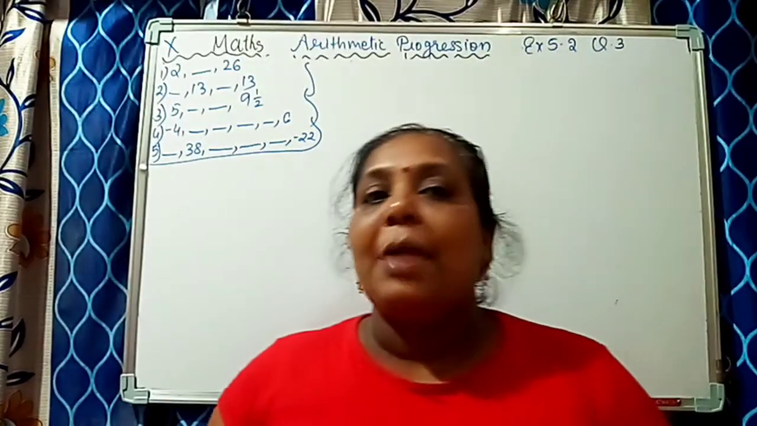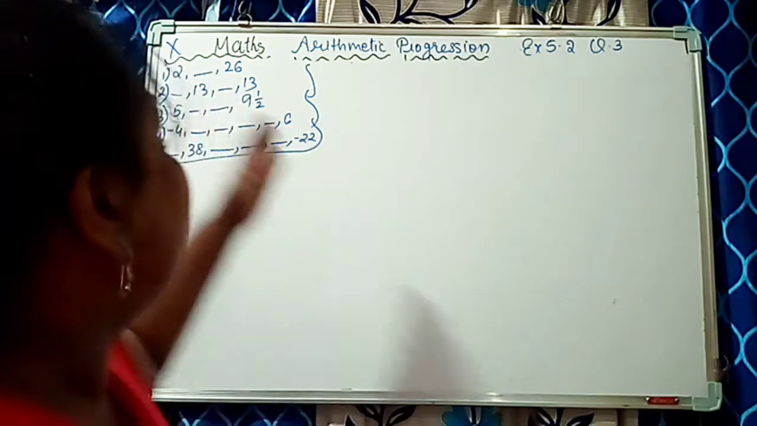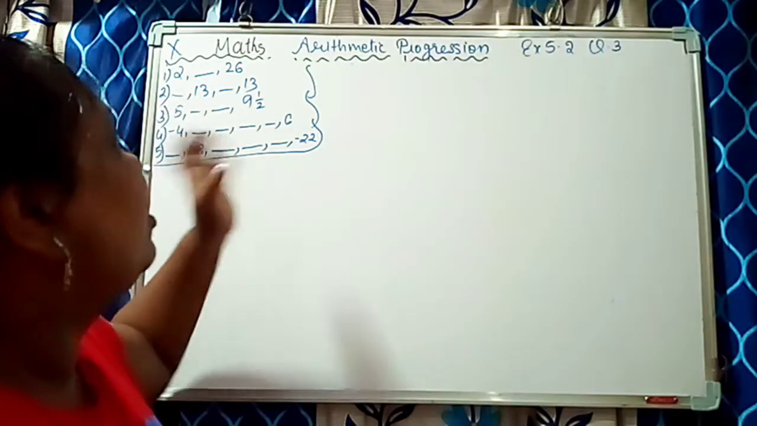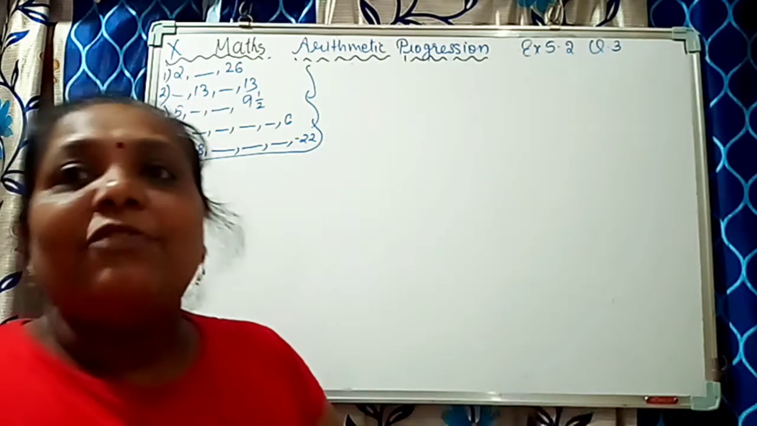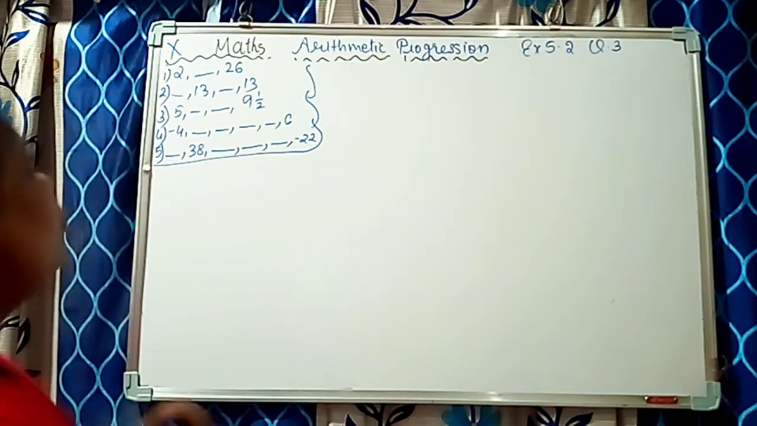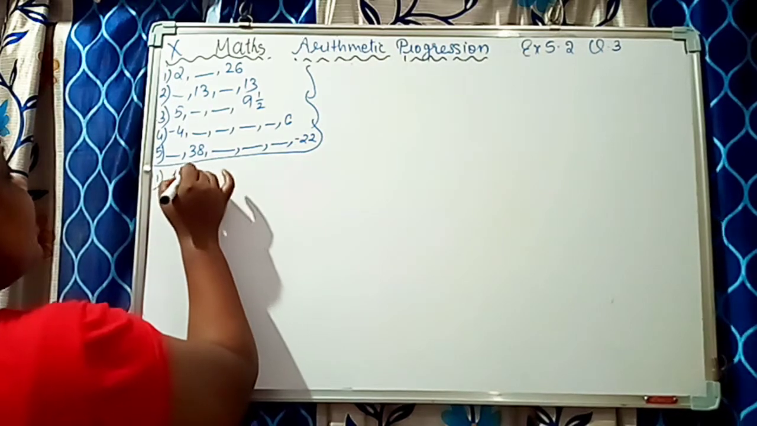In the following APs, find the missing terms. Sometimes the second term is missing, sometimes the first, sometimes the third. So the missing terms are to be found out. So we will start. How to do the first one? In this, the first term is given.